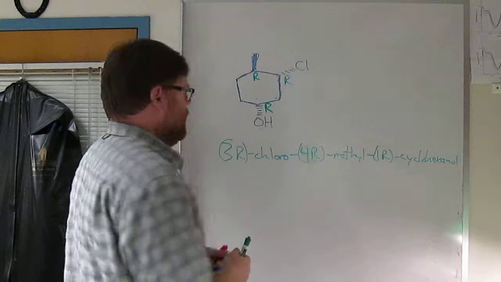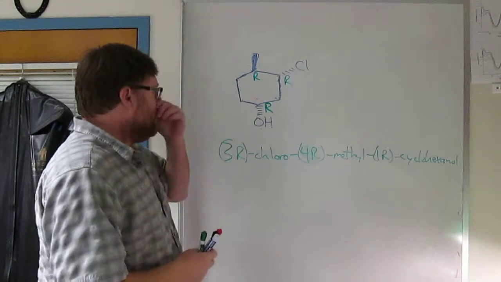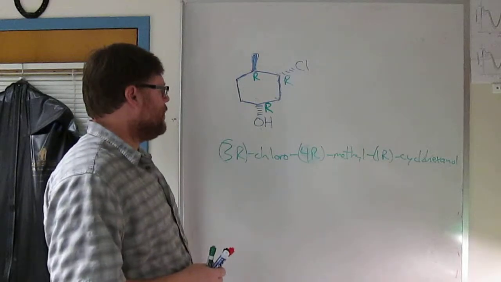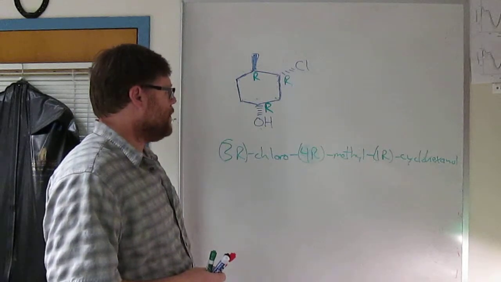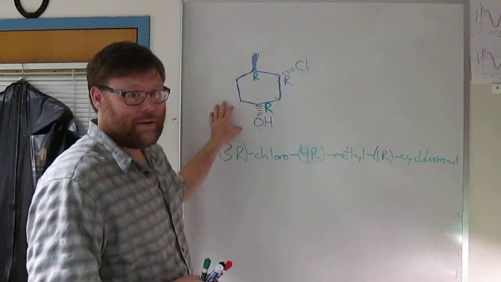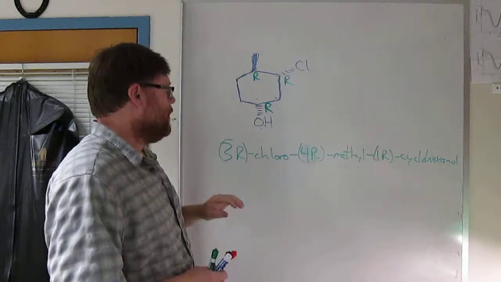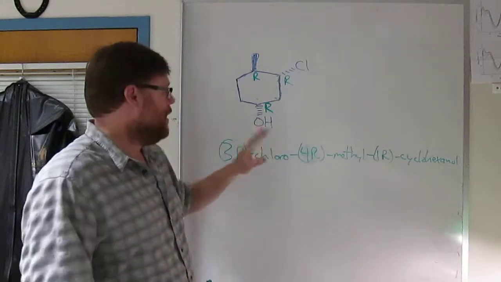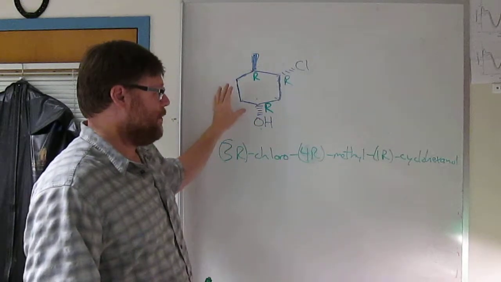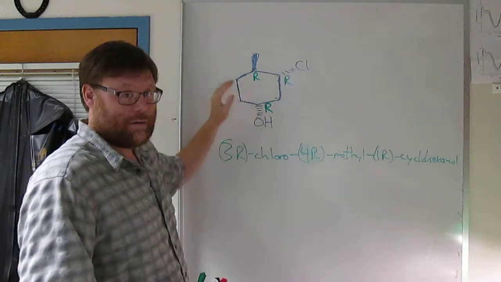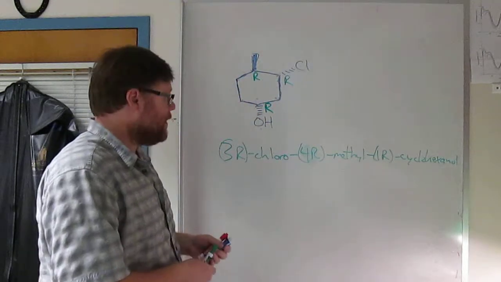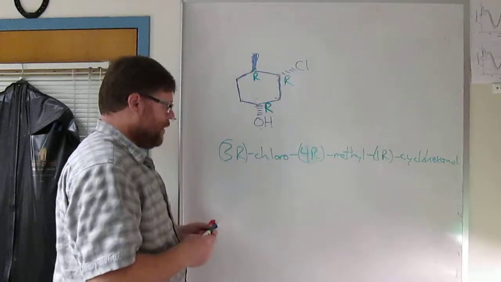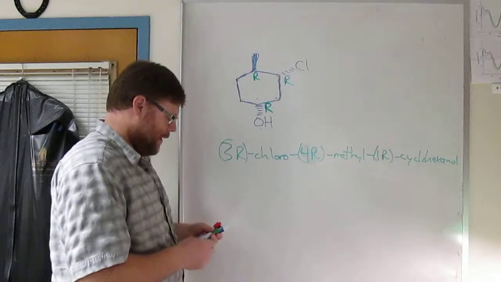Alright, we're back for another round with this molecule. So, in a previous video we determined that the three carbons in this molecule are all configured R. If you haven't watched that video yet, this is really kind of a part 2. It's actually a part 3. If you haven't watched that video yet where we figure out that they're all R, go back and watch it now. And then come back to this one. Okay, so the name is shown down here below: 3R chloro, 4R methyl, 1R cyclohexanol.